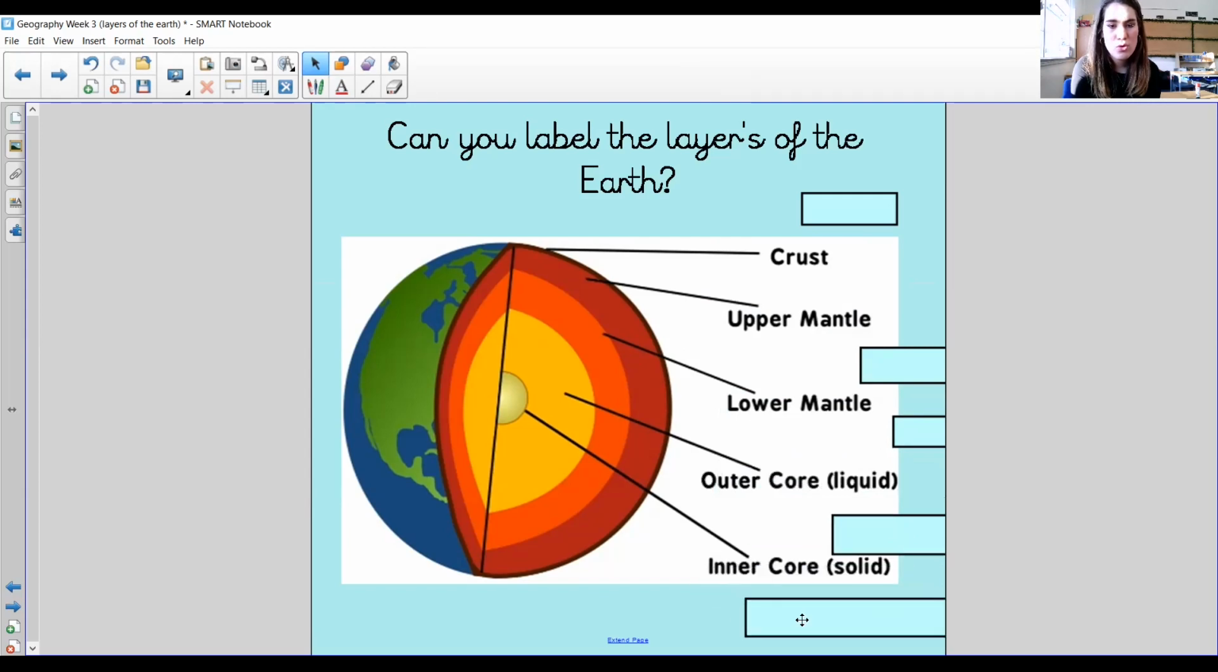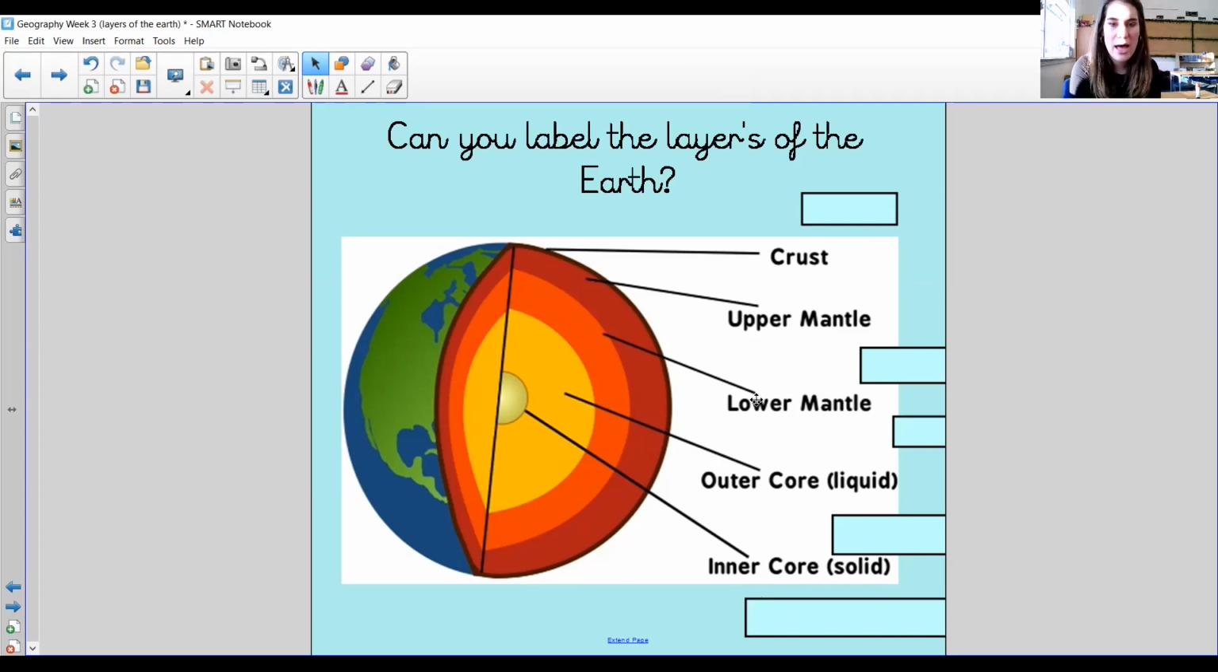Underneath the mantle, we have the outer core and the inner core. The outer core is made up of a lava-type material, so it flows a little bit, it moves a little bit, and this is how, as we'll get into more with our earthquake learning, the crust of the earth can end up moving a little bit. Then we have the inner core, which is solid, made of that hard rock material.